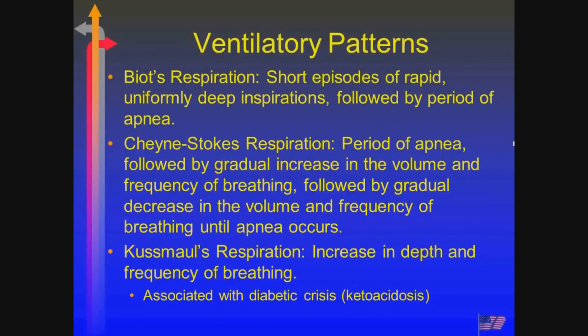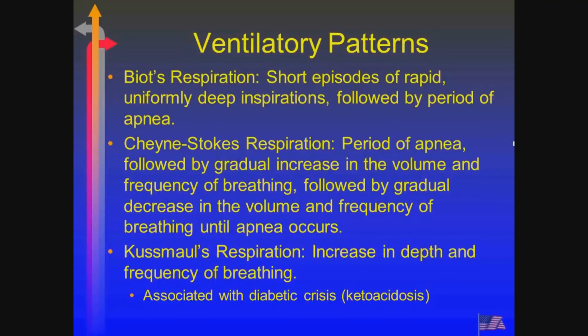The first one is Biot's, and Biot's respirations are basically deep inspirations followed by periods of apnea, just these gasps. Usually we see it with patients with profound neurological disorders. Often it's just prior to them dying. It's kind of a Grim Reaper standing there and these few gasps that end up happening.